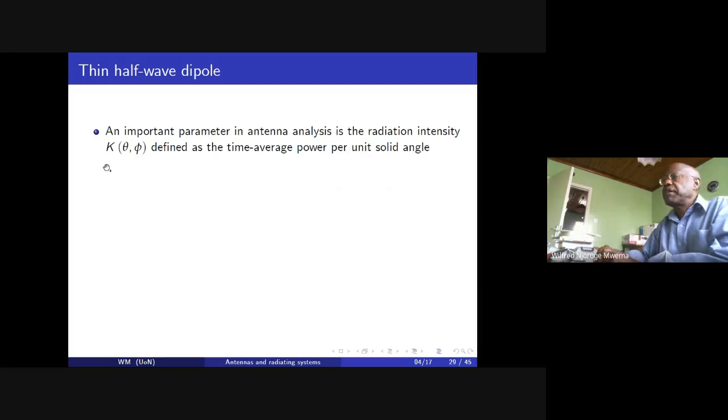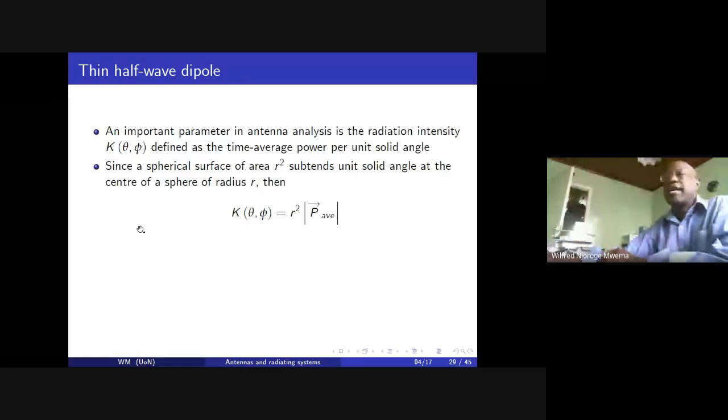An important parameter in antenna analysis is what we call the radiation intensity of the antenna, usually described by the factor K as a function of theta and phi. It's defined as the time average power per unit solid angle, where a solid angle is the angle subtended by a spherical surface at the center of that sphere. Since a spherical surface of area r squared will subtend a solid angle at the center of the sphere of radius r, K of theta, phi is equal to r squared multiplied by the modulus of the Poynting vector.